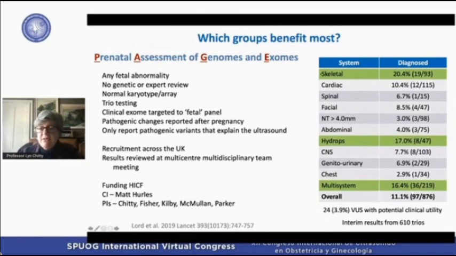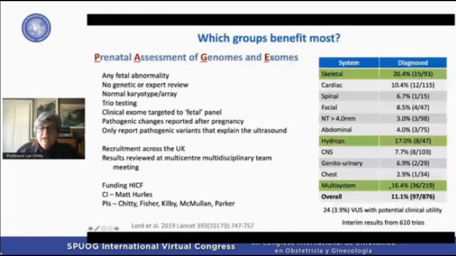And you can see that when we looked at the abnormalities by system, babies with skeletal abnormalities had a high 20% diagnostic hit rate, hydrops was quite high, and babies with multi-system abnormalities, again, was very high. So overall, there was an 11% diagnostic rate, but you can see that if you target these areas, it's improved.